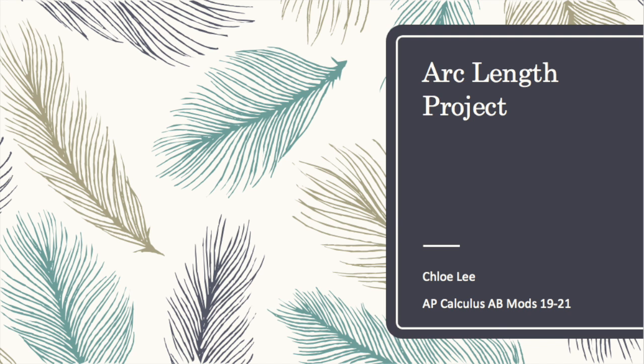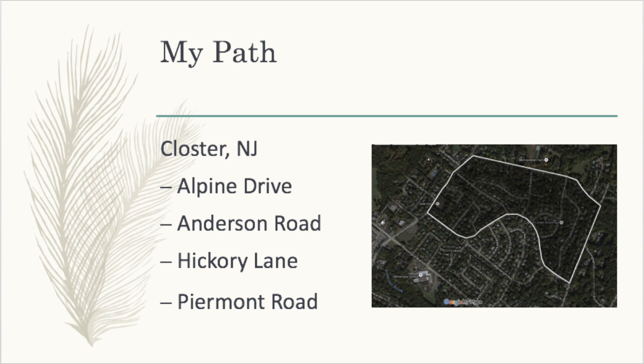This is my arc length project. The path that I decided to choose was the path I run on in my town. The path is located in Closter, New Jersey and starts at Alpine Drive, goes to Anderson Road, Hickory Lane, Piermont Road, and ends back at Alpine Drive.